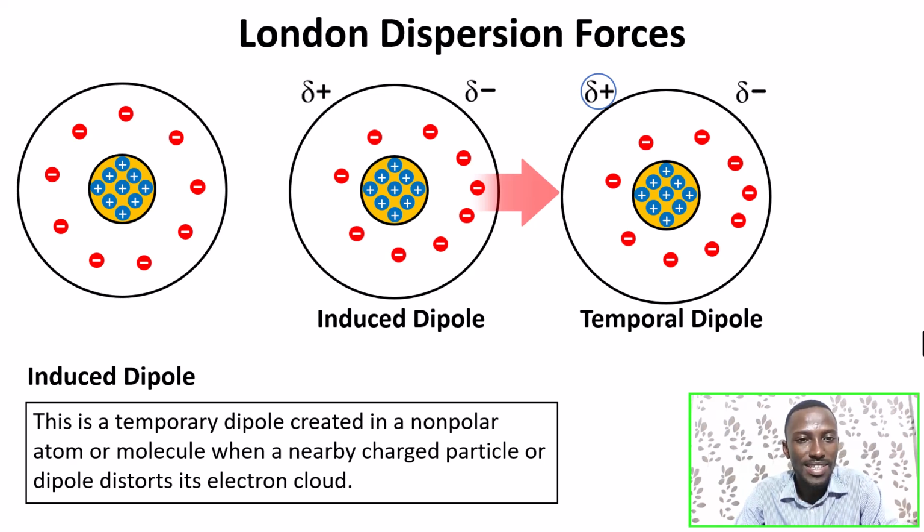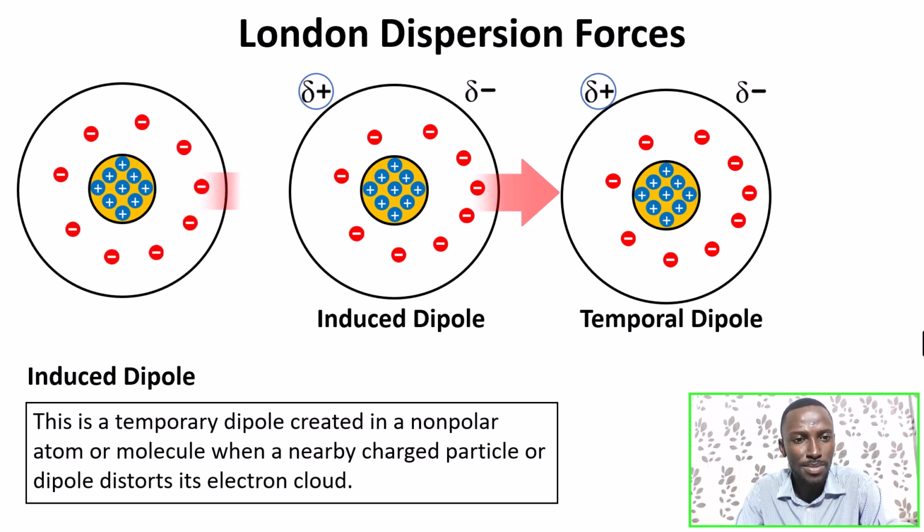Now remember, this induced dipole also has a partially positive side. This partially positive side is electron deficient, so it is partially positive. It will end up attracting or drawing all the electrons in the neutral or nonpolar atom towards one side, towards the partially positive side of the induced dipole.